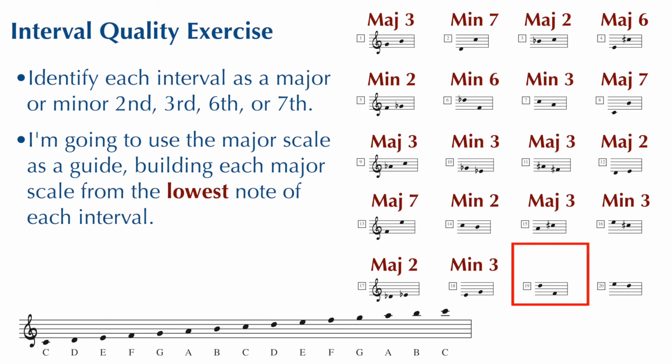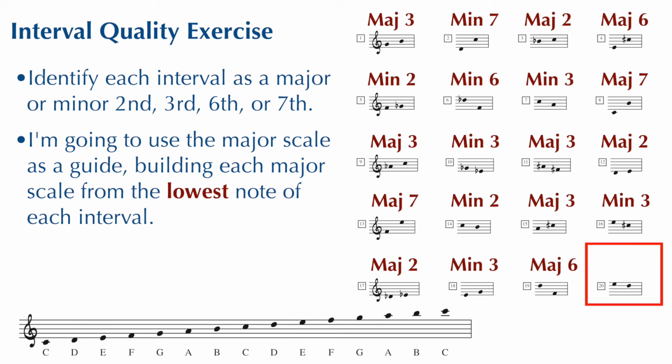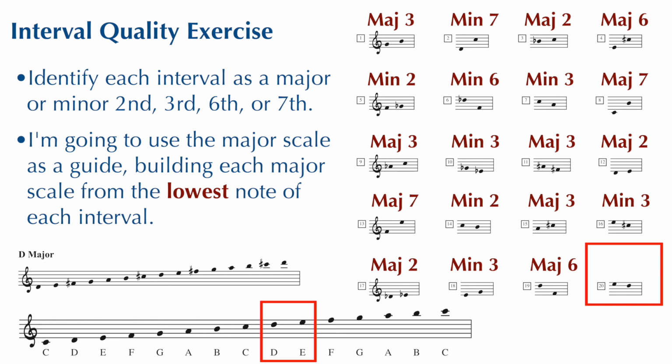Number 19, D going down to F. D to F is a sixth, and we use the lower note, in this case the F, to build a major scale to figure out if it's a major or minor sixth. So F, G, A, B flat, C, D. D belongs to the F major scale, so that is a major sixth. And then number 20, E going down to D. That's the interval of a second. That's also a whole step. So that is going to be a major second.